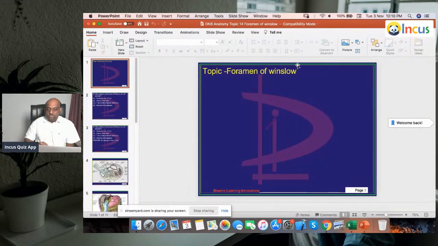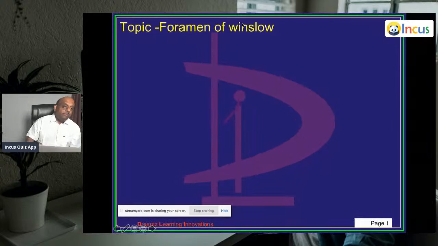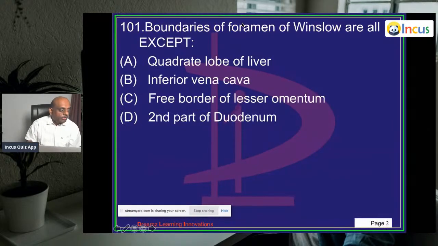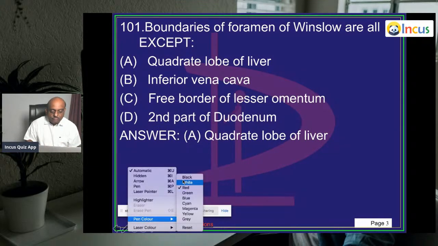Now, let's take up the last topic for today's evening. Foramen of Winslow. So what are the boundaries of the foramen of Winslow? Keep punching the answers, doctor. You can even go back to the mobile app and play these quiz tournaments. Boundaries of foramen of Winslow.